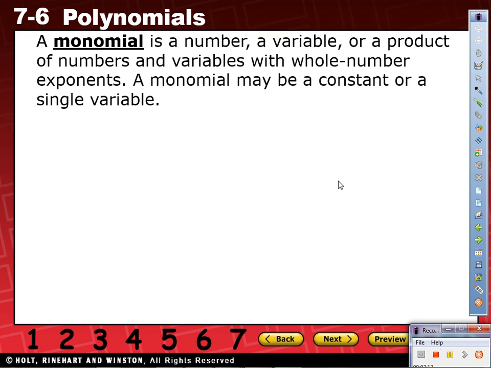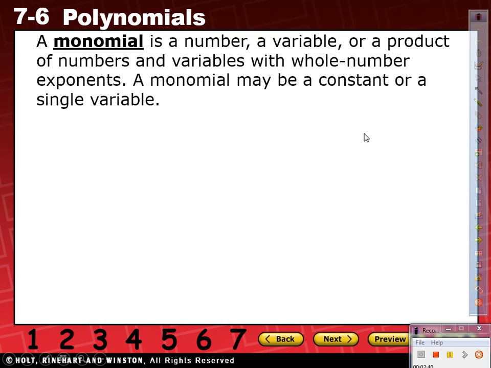All right, here we go. Pens down, eyes up here. A monomial is a number, a variable, or a product, which means multiplication, of numbers and variables. However, they're being specific with the exponents. It is whole number exponents. What are whole numbers? 0, 1, 2, 3, 4. So does it include any negatives? No, right? Let me give you examples of monomials.